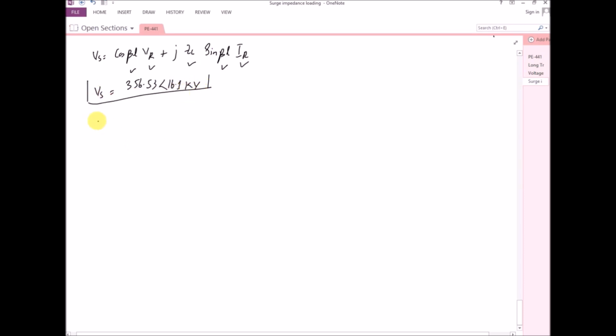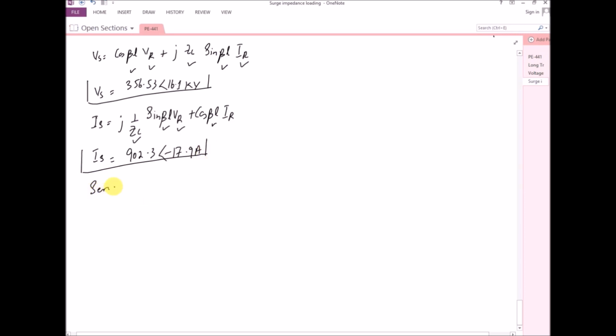Similarly for Is, it is equal to j (1 over ZC) sin beta L VR plus cos beta L IR. Again we know the characteristic impedance, beta L, receiving end voltage and IR, so all the values are known. The sending end current will be Is equal to 902.3 angle minus 17.9 ampere. Now we also have to find the sending end power.